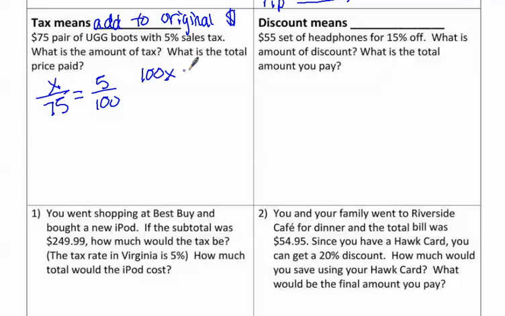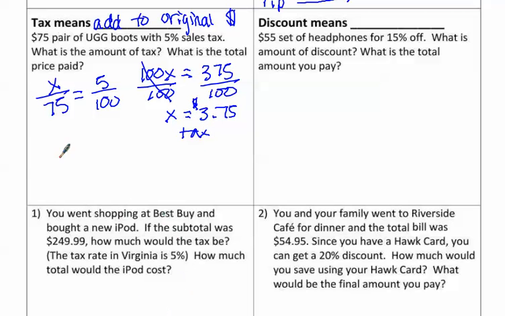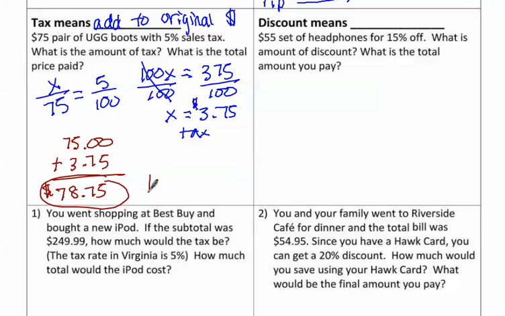Cross multiply to get 100x equals 375. Once you have your one-step equation, go ahead and solve by dividing by 100. And you get $3.75, and that's your tax on it. Your total price is going to be the $75 plus $3.75 to give you $78.75 for a total price.